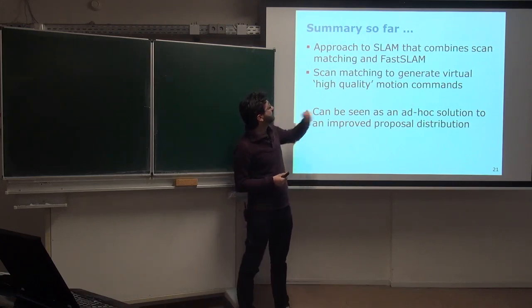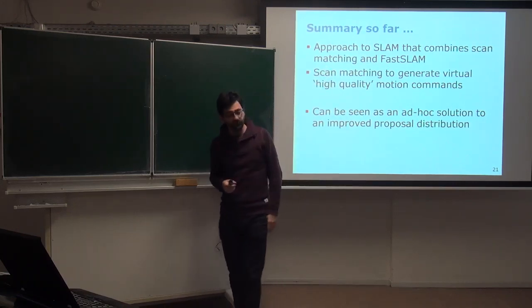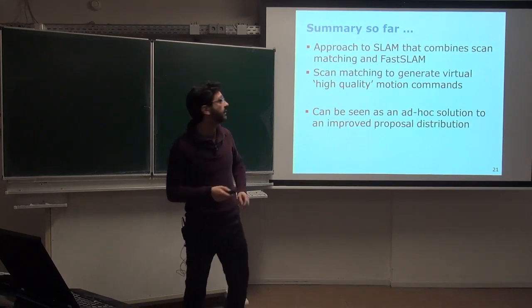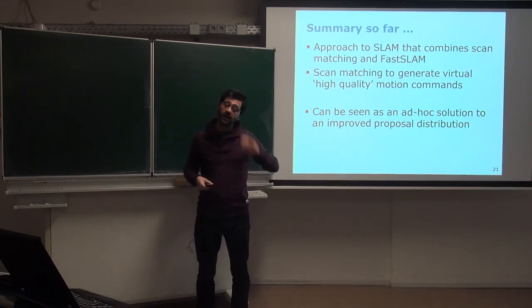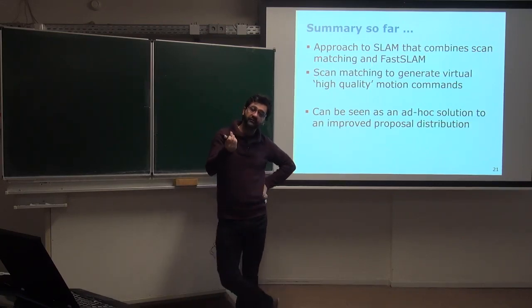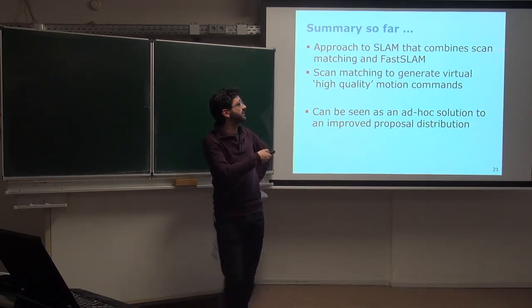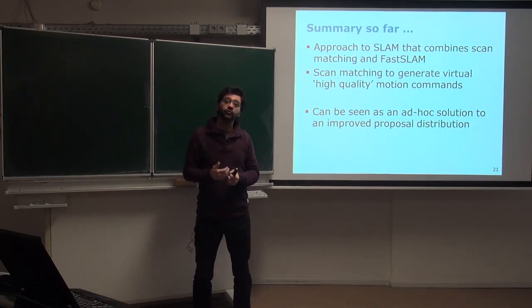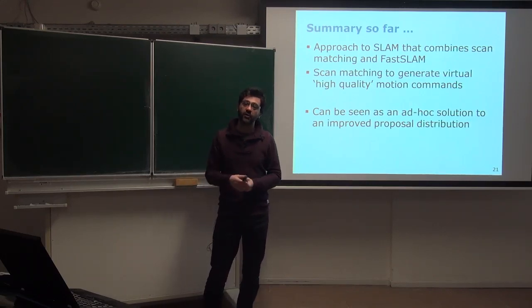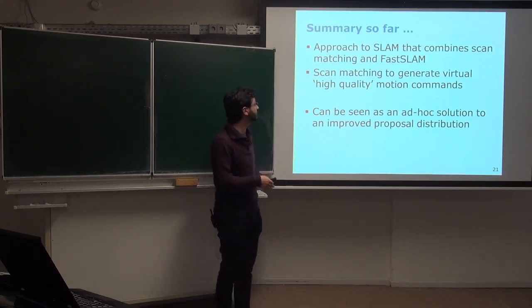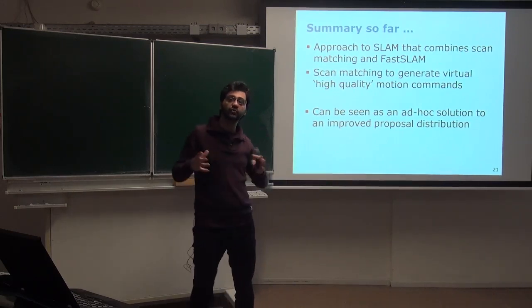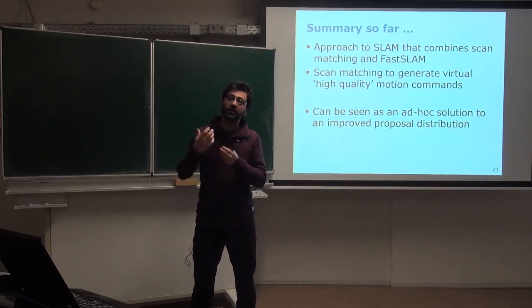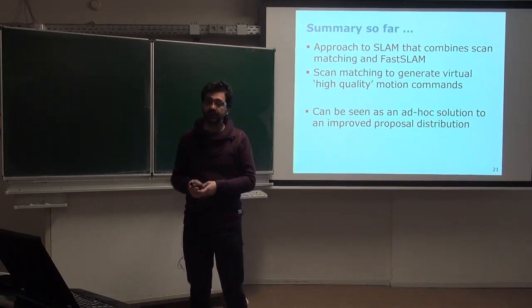So far what we've seen is that you can employ this FastSLAM algorithm for grid maps, and we need to use some better technique instead of the odometry for our proposal distribution. Here we've just seen that we can use a scan matching procedure to create a virtual odometry which is better and has less noise and less drift than the real odometry from the robot. In principle, you can imagine that scan matching is just generating virtual commands or virtual odometry measurements which are better than the real one.